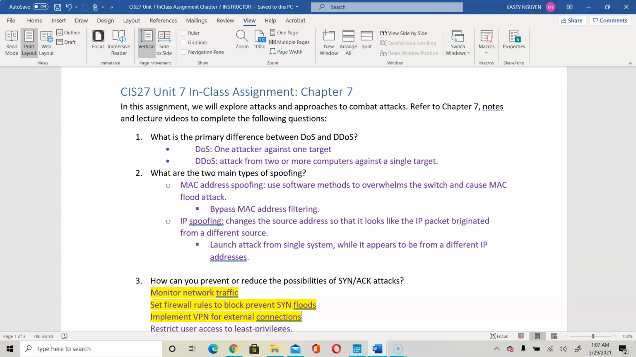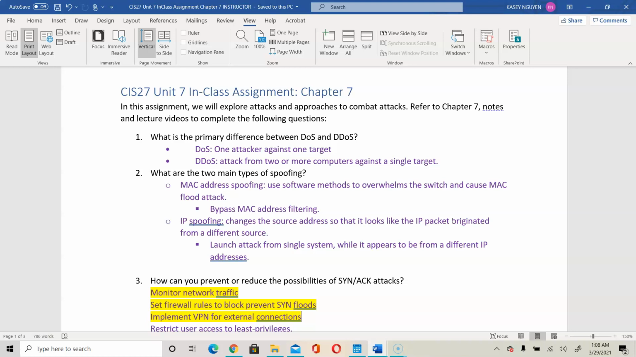Question 2 asks for the two main types of spoofing. We have MAC address spoofing and we have IP spoofing. There are more types of spoofing, however, in this chapter we cover two main types. MAC address spoofing uses software methods to overwhelm the switch, and it causes MAC flooding that would allow the attacker to bypass the MAC address filter.